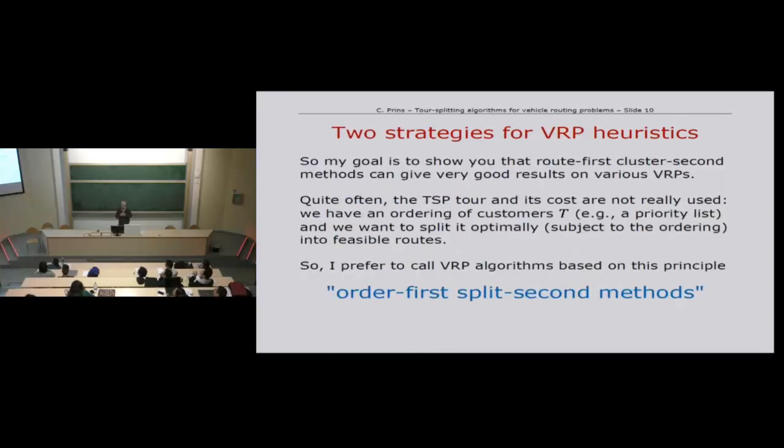So my goal, of course, is to show you that the second group can give good results on various VRPs. In fact, with Philippe and Caroline, we noticed that the TSP tour, which is built in the first step, is not really used. Quite often we are given an ordering of customers, for instance, a priority list, and we want to split this list optimally, subject to the sequence, into feasible routes. So now I prefer to say order first, split second methods.